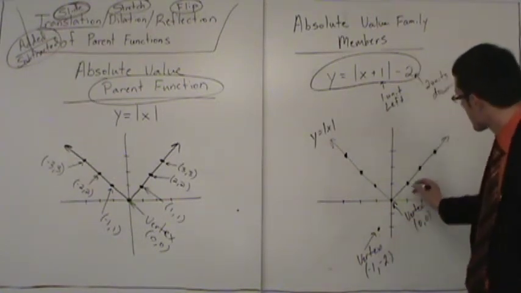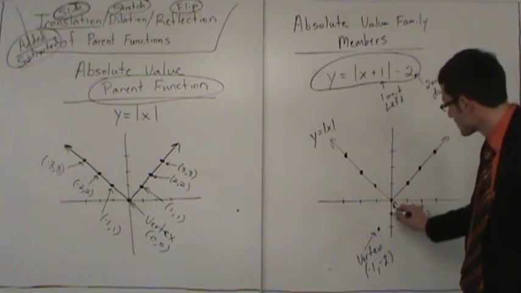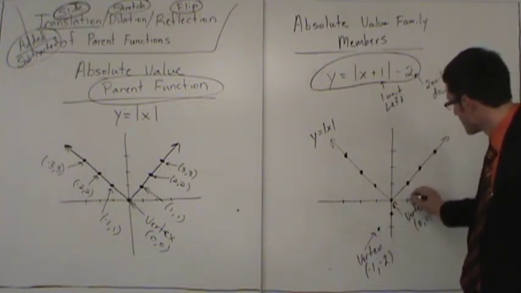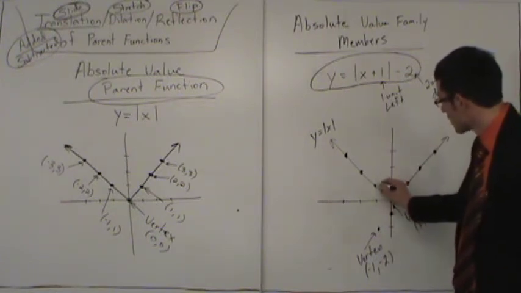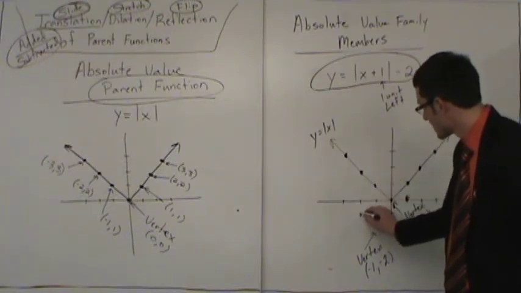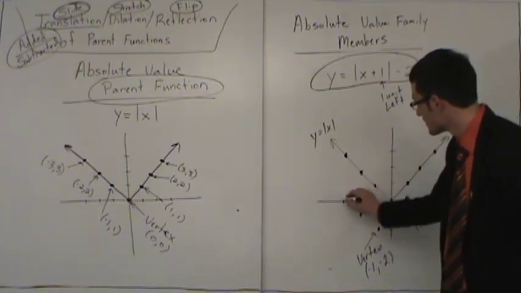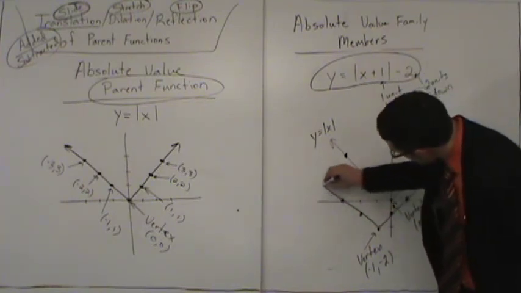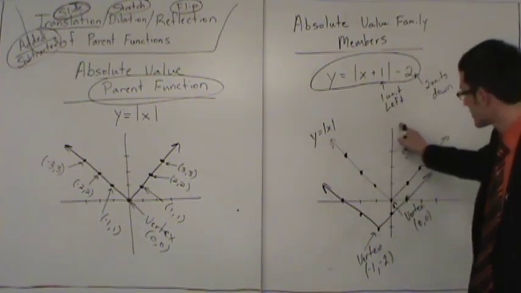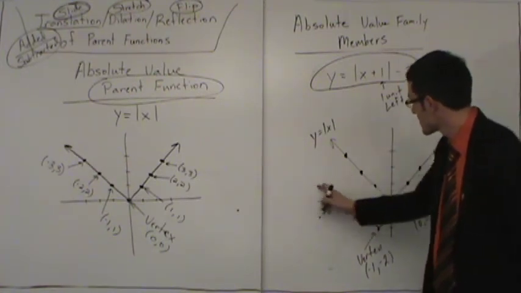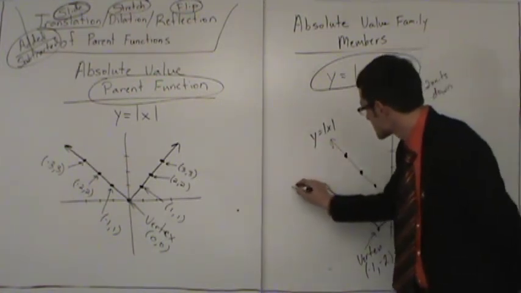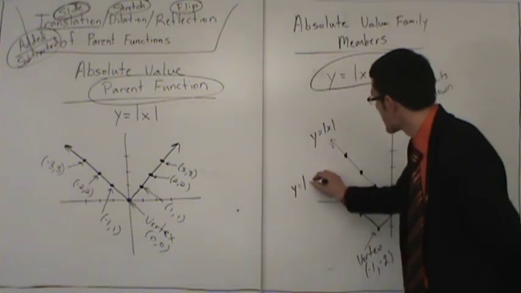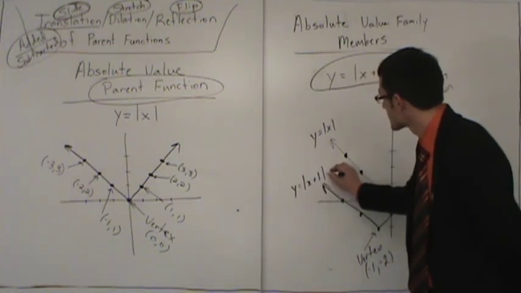And now every point. This point, 1 unit left, 2 units down, puts you here. 1 unit left, 2 units down here. 1 unit left, 2 down. And one more. 1 unit left, 2 down. We graph this function. Again, it has the same size and shape as the parent. It has just been translated 1 unit left, 2 units down. And the equation next to this function is y equals the absolute value of x plus 1, subtract 2.